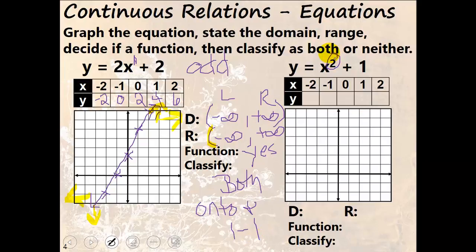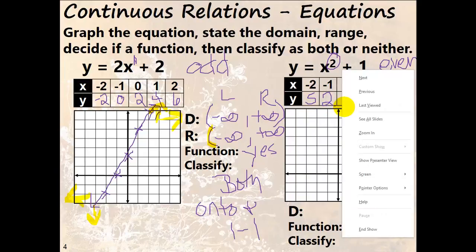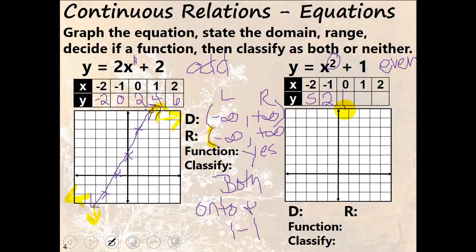This is an even function because my highest exponent is a 2. It's even. So if I plug in a negative 2, I'm going to get negative 2 squared is 4. 4 plus 1 is 5. Negative 1 squared is positive 1. 1 plus 1 is 2. 0 squared is 0. 0 plus 1 is 1. 1 squared is 1. 1 plus 1 is 2. 2 squared is 4. 4 plus 1 is 5. And we're going to graph those points. Negative 2, 5, right here. Negative 1, 2, 0, 1, 1, 2, and 2, 5.